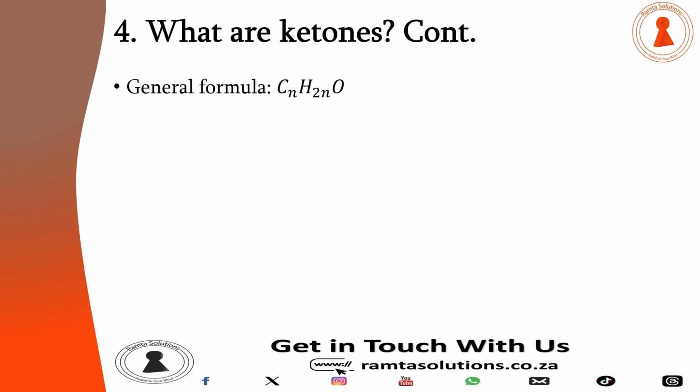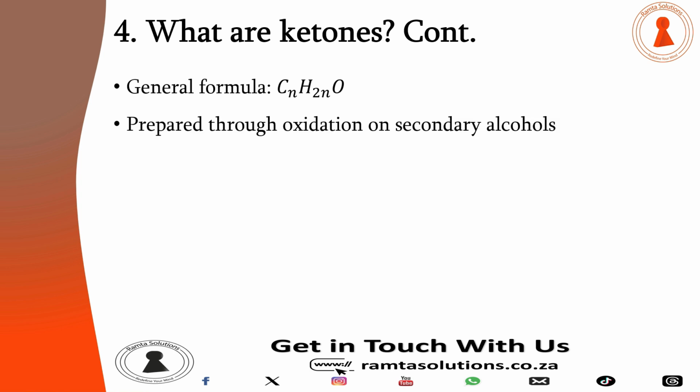And we can say they are produced through the oxidation of secondary alcohols. You remember aldehydes were produced through the oxidation of primary alcohols. Now ketones are produced through the oxidation of secondary alcohols. Okay, through the oxidation of secondary alcohols. Now proceeding.